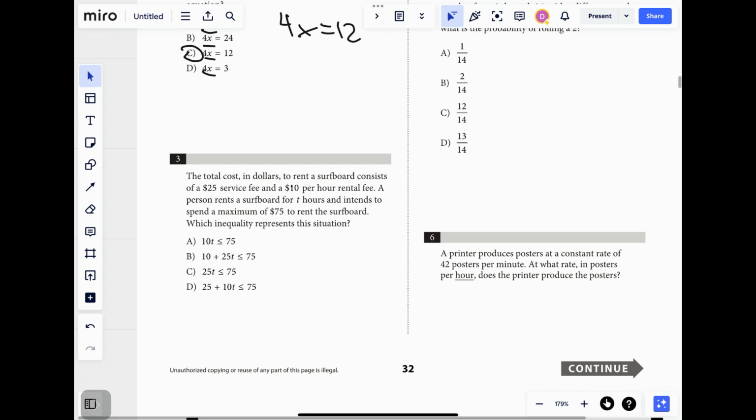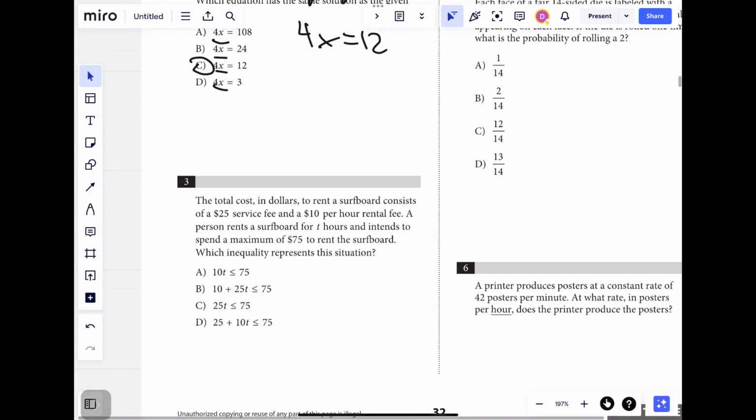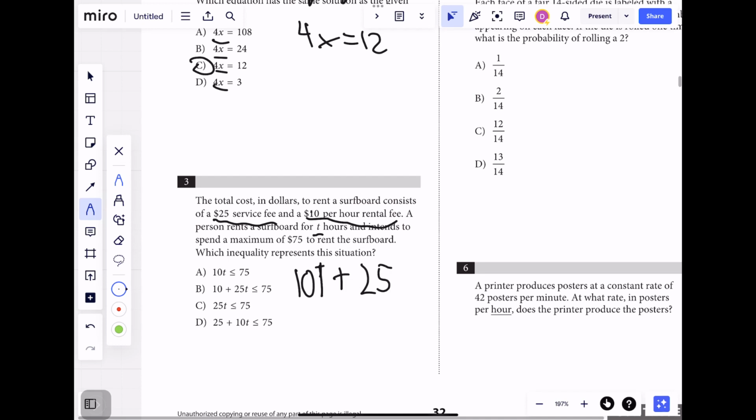The total cost in dollars to rent a surfboard consists of a $25 service fee and $10 per hour rental fee. A person rents a surfboard for T hours and intends to spend a maximum of $75 to rent the surfboard. Which inequality represents this situation? It says it's a $25 service fee and $10 per hour after T hours. So we're going to have 10T plus 25 is less than or equal to 75.